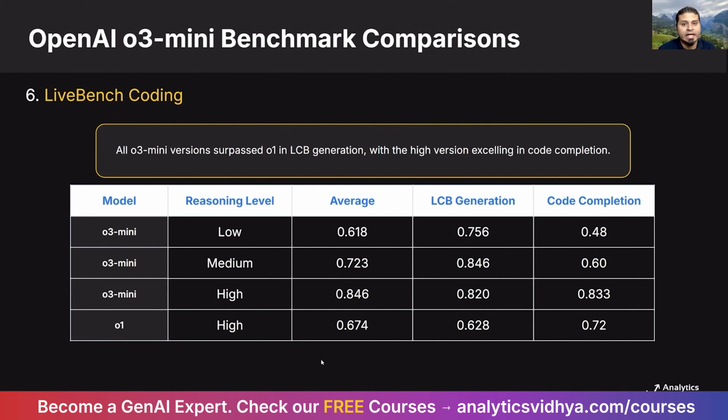And then there's the LiveBench coding benchmark, another code-based benchmark where, as you can see from the table here, all the o3-mini versions surpassed o1 in the LiveBench coding generation, with the high version excelling in code completion also. So basically, they focus on code generation and code completion tasks in this benchmark. And o3-mini has done pretty well in terms of code generation as well as code completion across different reasoning levels.